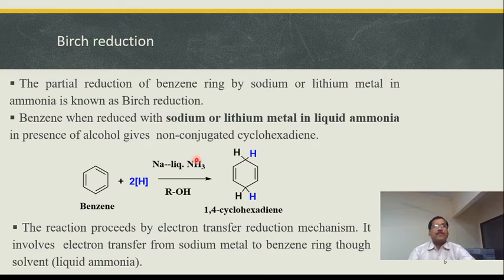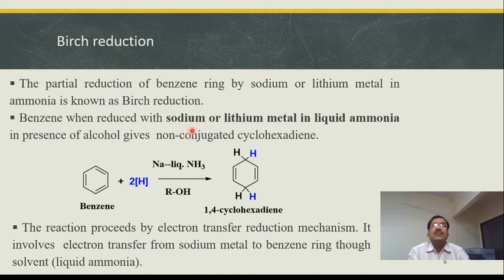Now moving forward, we are heading towards one of the most interesting reactions in organic chemistry, and it is called Birch reduction. Now what is Birch reduction? You know that a benzene ring can be reduced by 3 hydrogen molecules into cyclohexane. So Birch reduction refers to a reduction wherein you are reducing the benzene ring partially by using sodium or lithium metal in ammonia. The partial reduction of the benzene ring by sodium or lithium metal in ammonia is called Birch reduction.